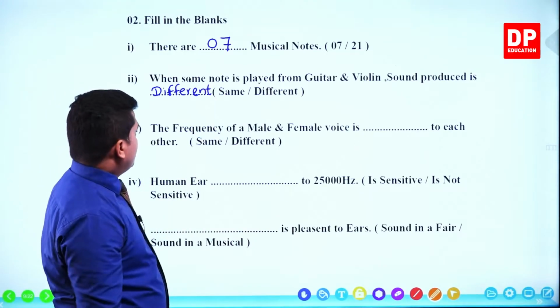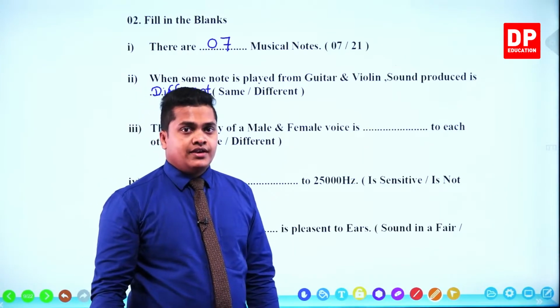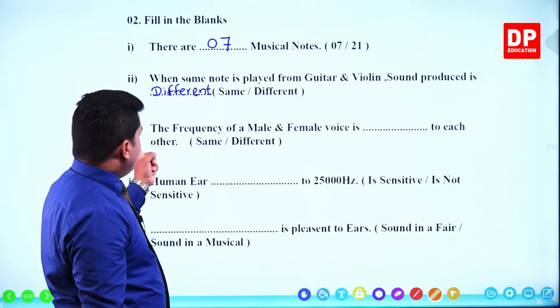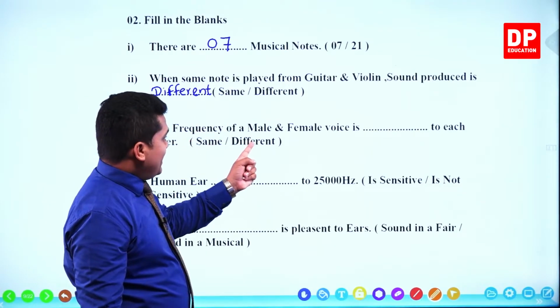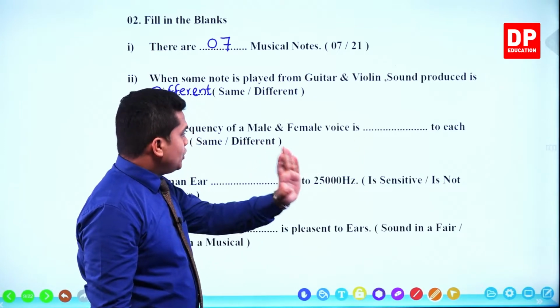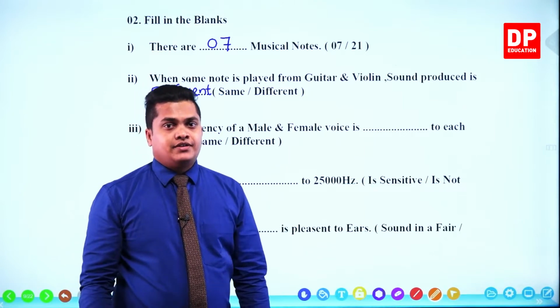Different. So when the same note is played from a guitar and a violin, the sound produced is different. Next one. The frequency of a male and female voice is blank to each other. Once again, you are given same and different.